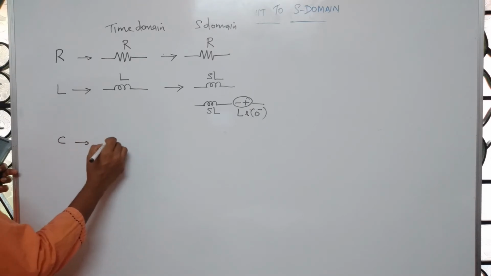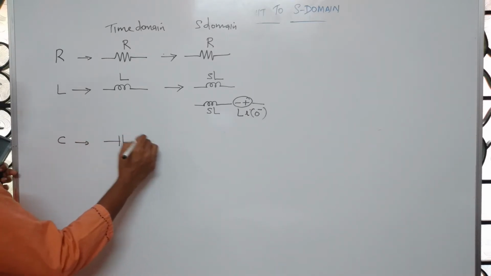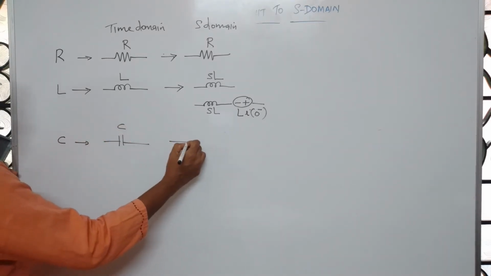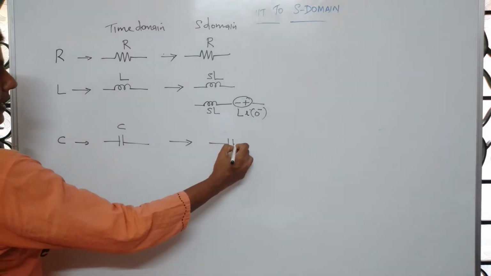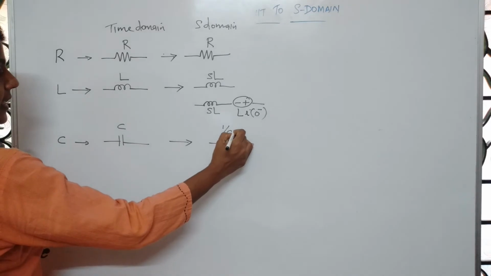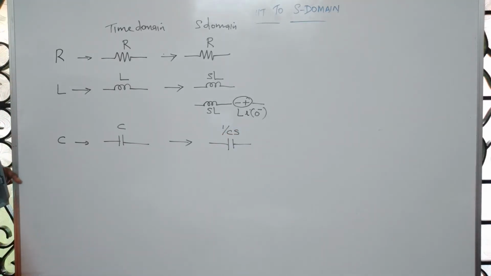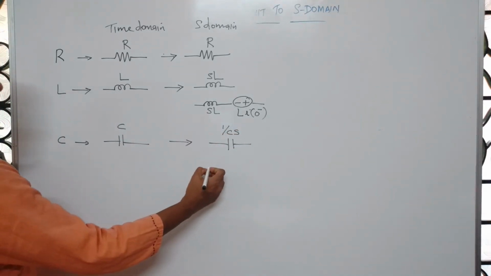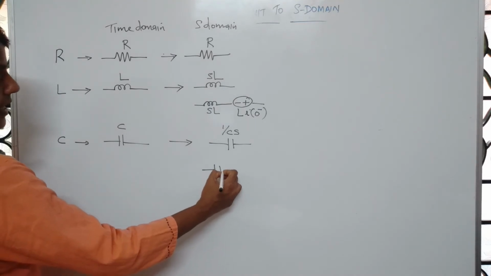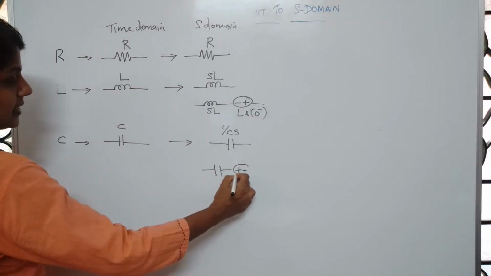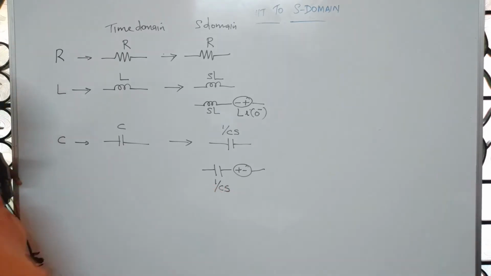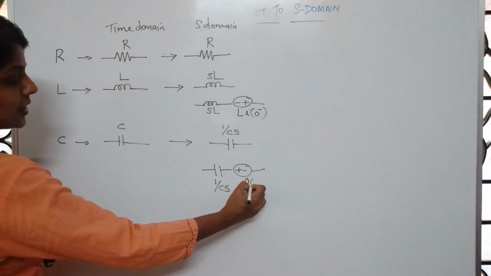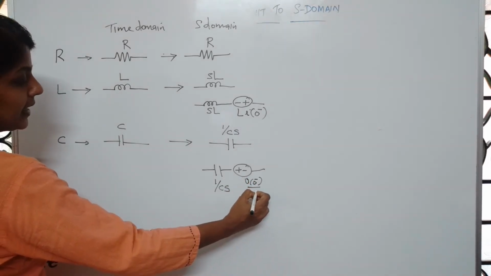Similarly, a capacitor in time domain we represent by C. In frequency or S domain it is represented by 1 by Cs if there are no initial conditions. If initial condition is present, then it is a capacitor in series with a voltage source. Capacitor will be 1 by Cs and voltage will be v(0-) by s.